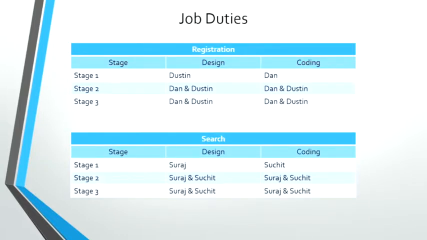Our job duties include design and coding for registration. I, Dustin Stein, worked on the design for stage 1, the design for stage 2 and coding for stage 2, design for stage 3 and coding for stage 3. Dan worked on coding stage 1. Dan also worked on coding and design for stage 2 and for stage 3. Suraj worked on the design for stage 1, and I worked on the coding for stage 1, and we both worked on everything for stages 2 and 3.